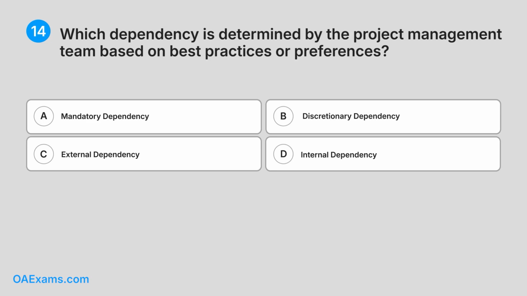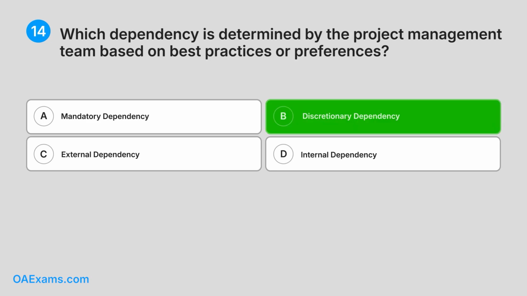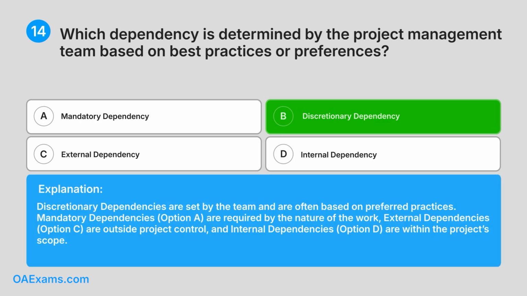Correct. Answer B. Discretionary dependency. Explanation. Discretionary dependencies are set by the team and are often based on preferred practices. Mandatory dependencies, option A, are required by the nature of the work. External dependencies, option C, are outside project control, and internal dependencies, option D, are within the project's scope.